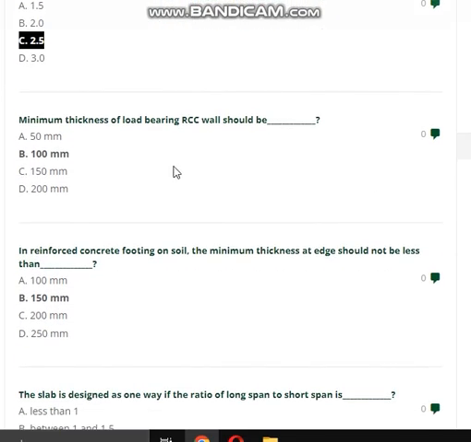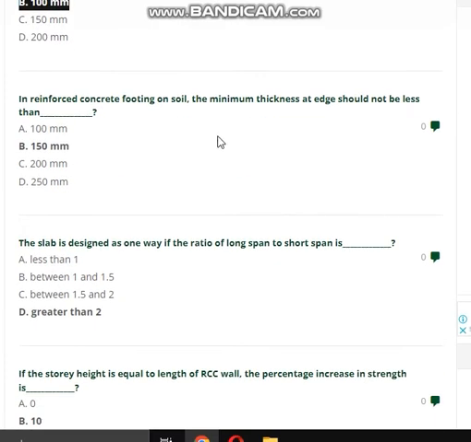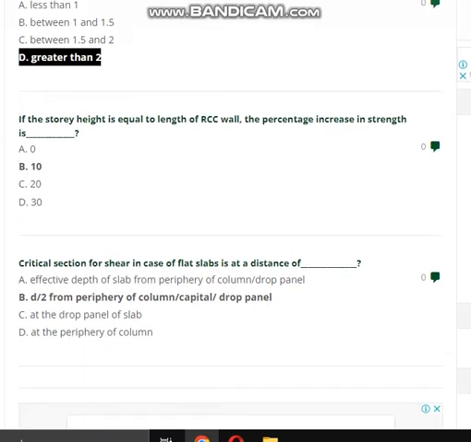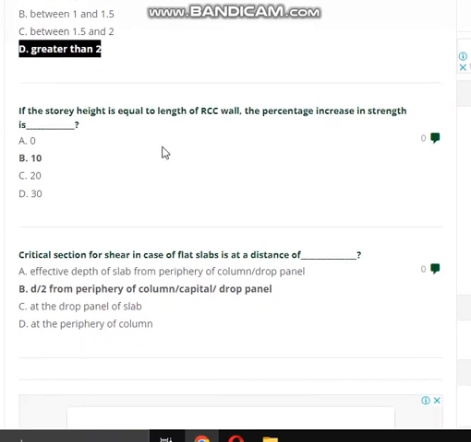Minimum thickness of load-bearing RCC wall should be 100 mm. In reinforced concrete footing on soil, the minimum thickness at edge should not be less than 150 mm. The slab is designed as one way if the ratio of long span to short span is greater than 2. If the story height is equal to the length of RCC wall, the percentage increase in strength is 10.